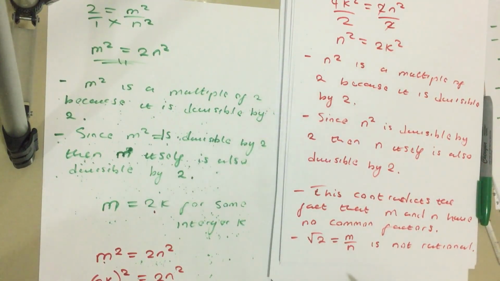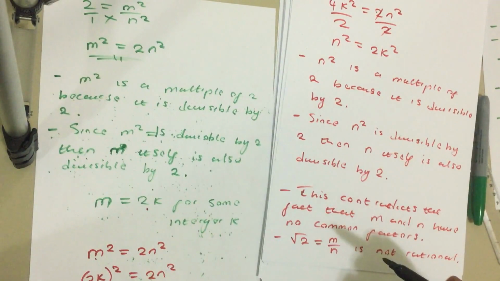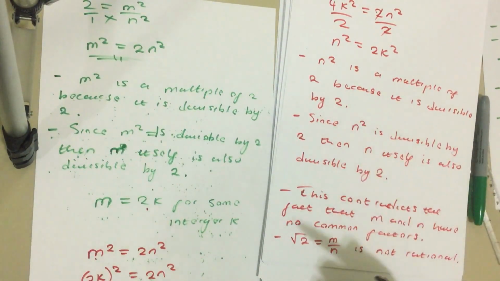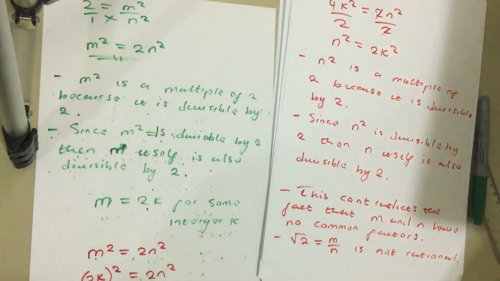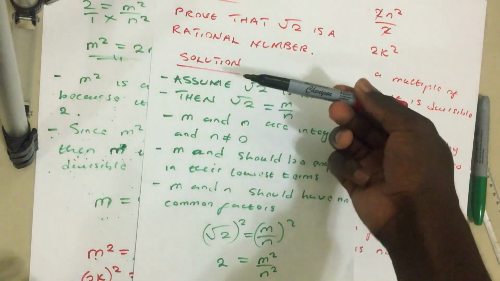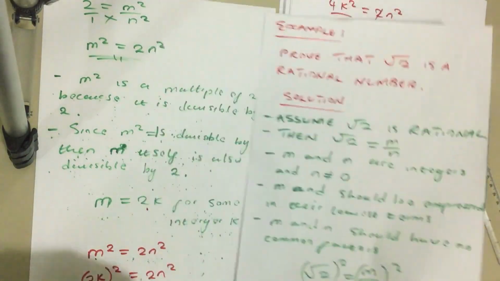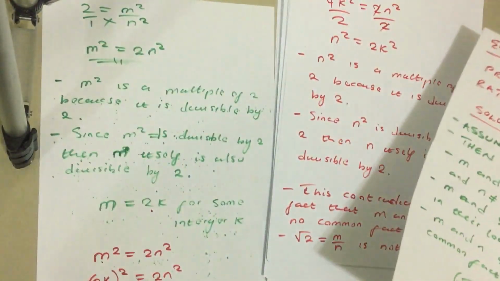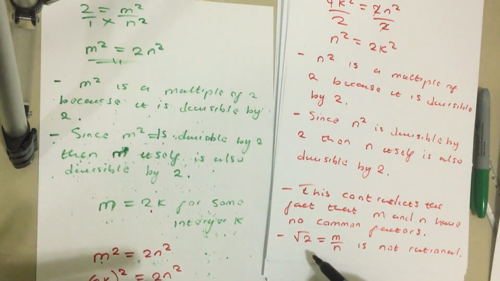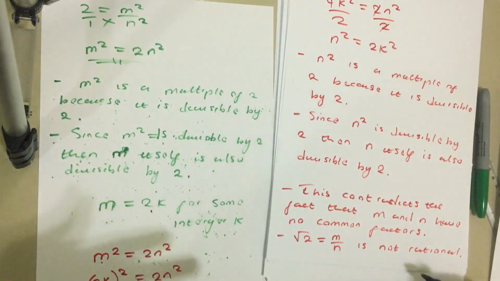So this is how we can answer a question like this whenever you're given a question like this in an exam. I know the process is quite long, but you have to ensure that you illustrate everything, because you're proving in this case, so you need to show everything that we've done. So we moved from that, we came down to this, and now we came down to this. So this contradicts the fact that m and n have no common factors. Hence, the square root of 2 equals m over n is not rational.